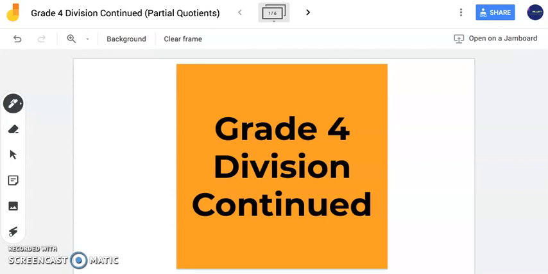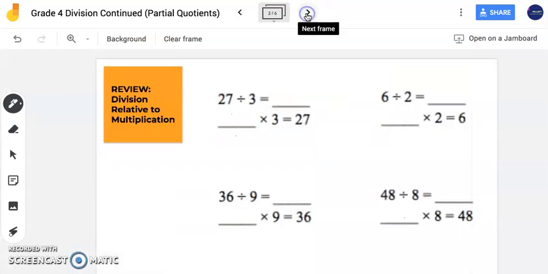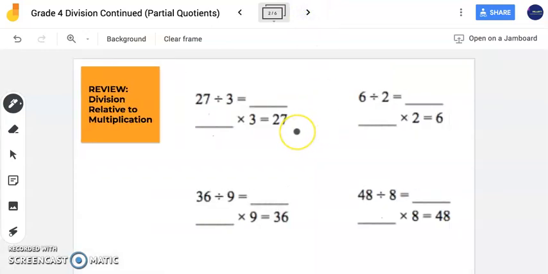Hello, fourth grade. Today we're going to continue working on division, specifically focusing on partial quotients. First, I want to review and show you how division is related to multiplication. Notice here we have 27 divided by 3, which equals 9. We also know this is correct because 9 times 3 equals 27.